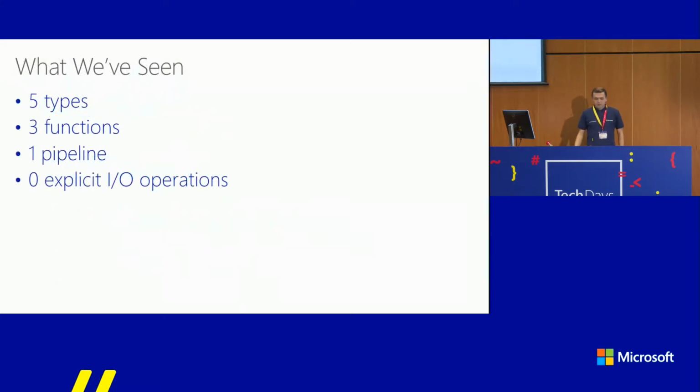So what we've seen so far, we created 5 types. It was very easy, just several lines of code. 3 functions, we composed them into pipeline. And what's important, we didn't do any non-deterministic operations. We didn't call any database. We didn't write anything to the file or whatever like that.